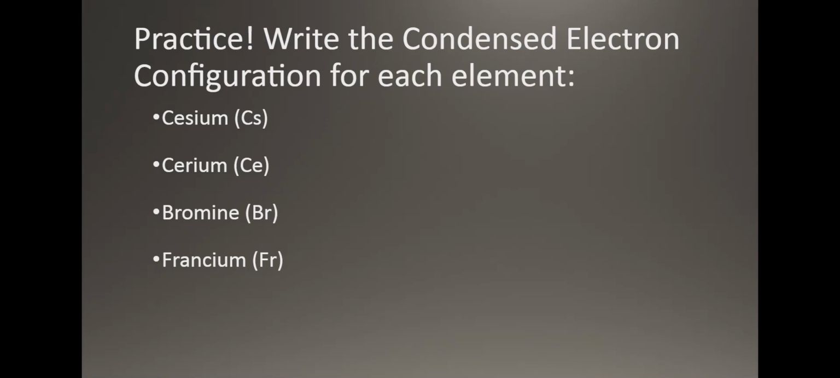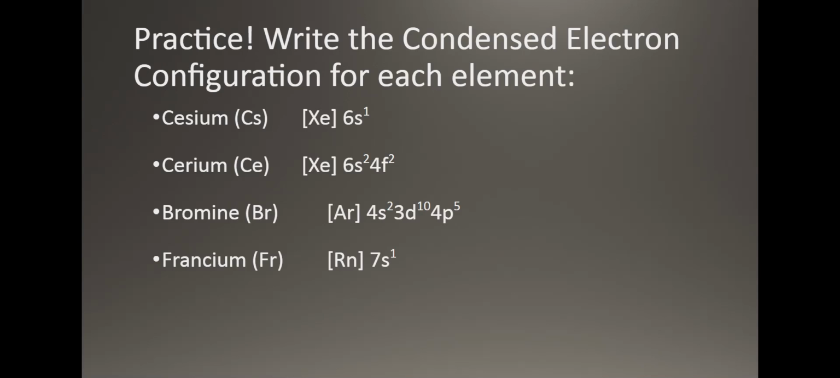Let's check the answers. Cesium is [Xe] 6s1 because it's in period 6. Cerium is [Xe] 6s2 4f2. Remember, we subtract 2 from the f block. Bromine is [Ar] 4s2 3d10 4p5. And then francium, even though it's super huge, is just [Rn] 7s1.